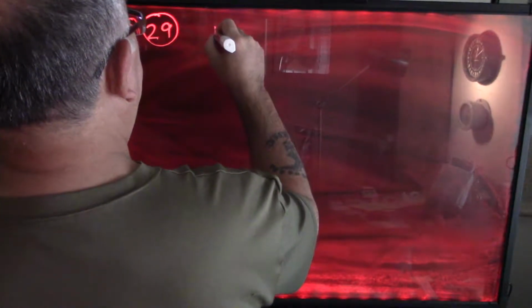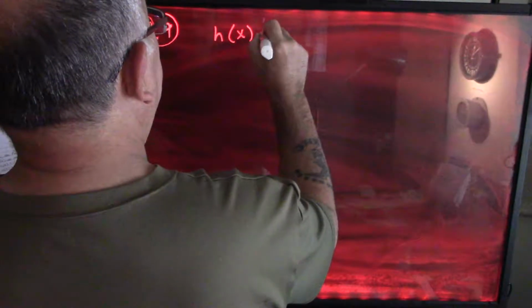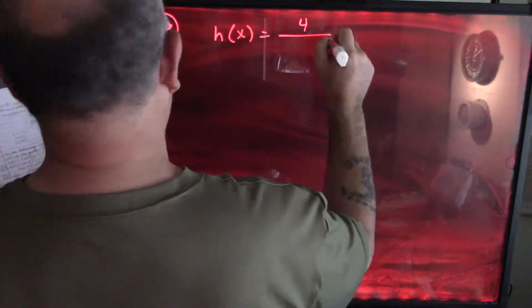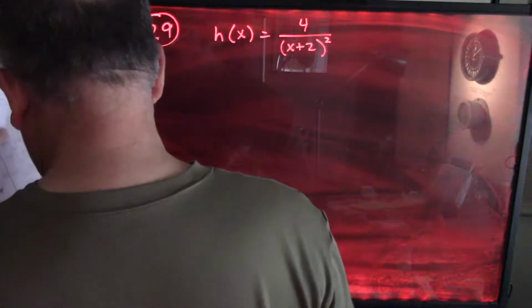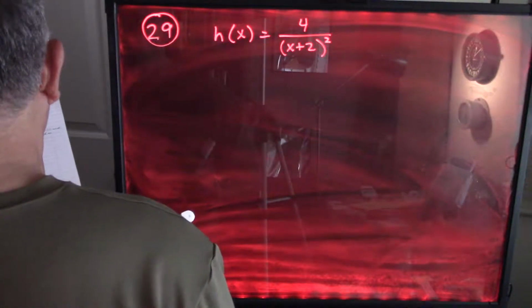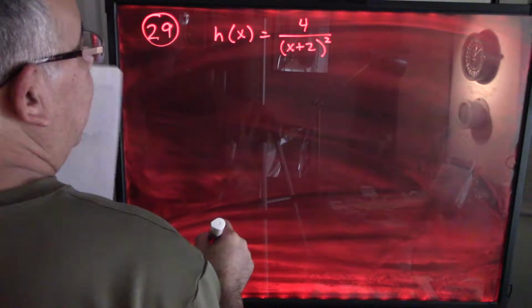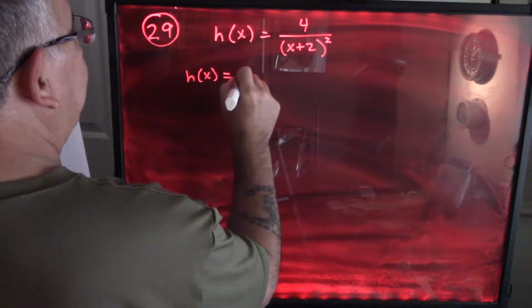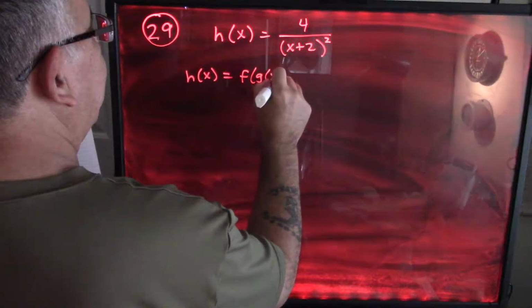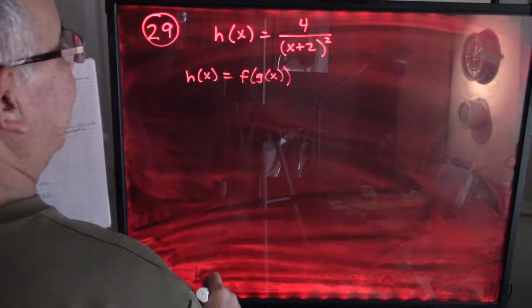Okay, number 29. h of x is 4 over the quantity x plus 2 squared. Okay, so let me write that down. h of x is 4 over the quantity x plus 2 squared. Alright. So what we want to do is write h of x equal to f composed with g. And you have to give f of x and g of x for that to work.